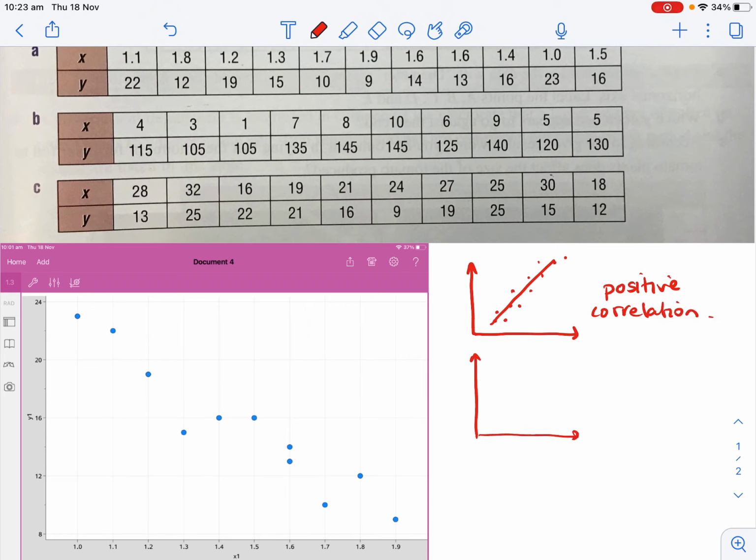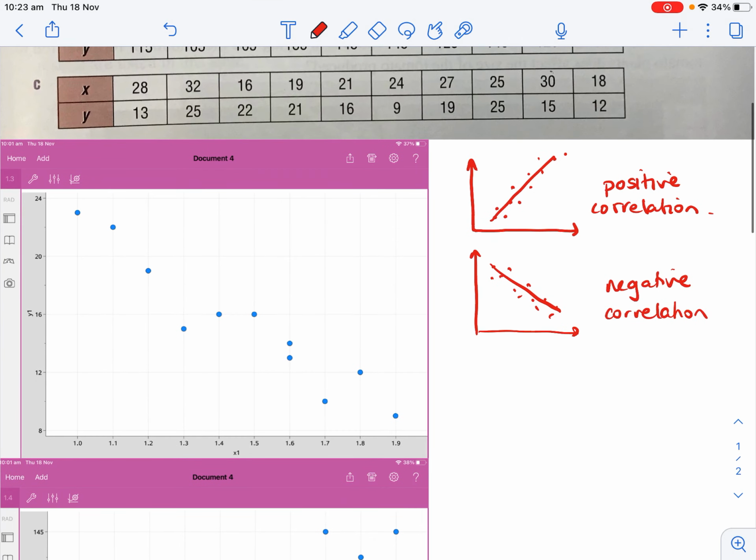So very quickly, we can say if it's going down, then it would be a negative correlation. It's that simple, not rocket science. So what does no correlation look like? If I've got no correlation, that is when I plot the points, there is no obvious trend. So I can't really say, is this going up? Is it going down? There is no correlation.